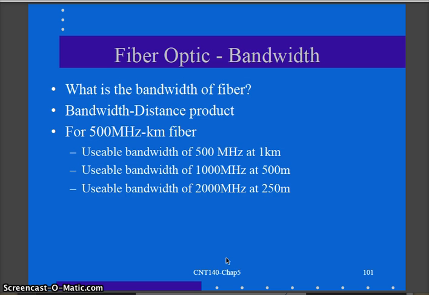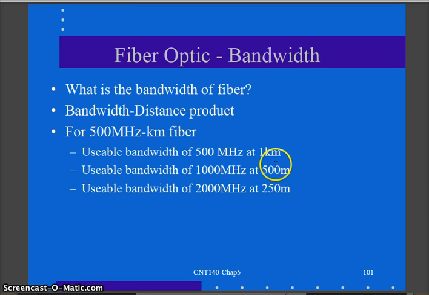My bandwidth of fiber, this is something people like to ask, well, what's the bandwidth of fiber? Well, it's actually a product. It's a bandwidth and distance product. For 500 megahertz per kilometer fiber, which again, as you buy fiber, there's a rating on it, my usable bandwidth at 1 kilometer length is 500 megahertz.